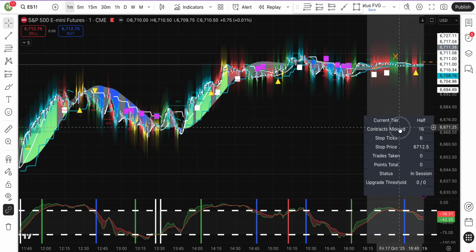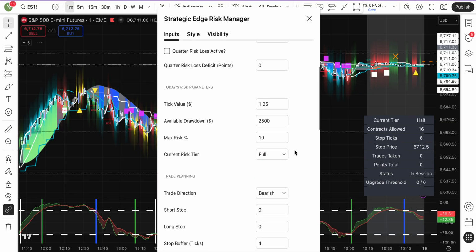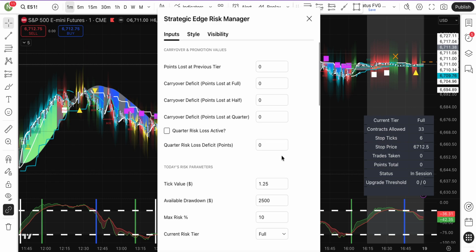Oh, it says our current tier is half. We should be at full. All right, so we're at full risk. None of this matters up here until you start taking some trades, and you'll update it day to day as well, because if I end a day having been in a losing streak, I don't just get to start the next day at full risk. No, I got to earn it back.